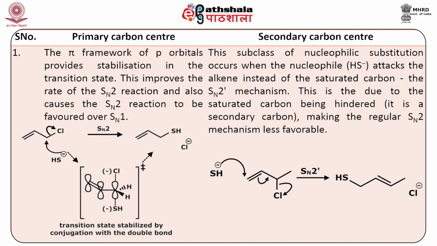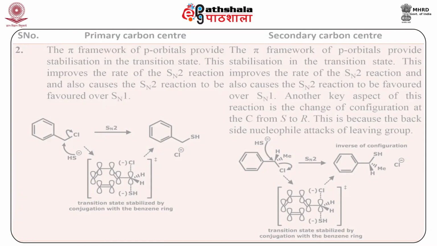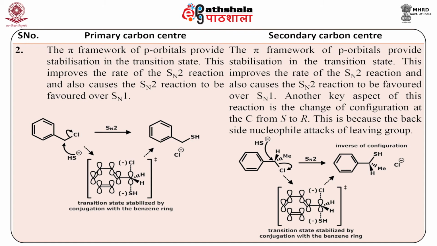So you can see how in the primary carbon SN2 is favored and in the secondary carbon SN2' is favorable. Now students, this is clearly shown in the figures of the primary carbon center and the secondary carbon center, the nucleophilic substitution and the main points of difference. Let us talk about the second point of difference. For the secondary carbon, the pi framework of p orbitals provides stabilization in the transition state. This improves the rate of the SN2 reaction and also causes the SN2 reaction to be favored over SN1.